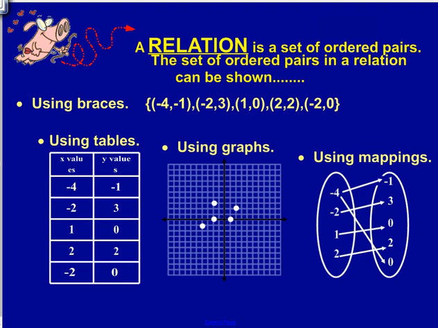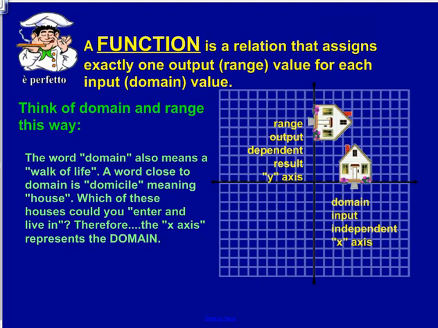All right. So our next idea is what exactly is a function? Well, a function is a relation that assigns exactly one output or range value for each input or domain value. Now, always, always, always, the ranges are the y values and the domains are the x values.